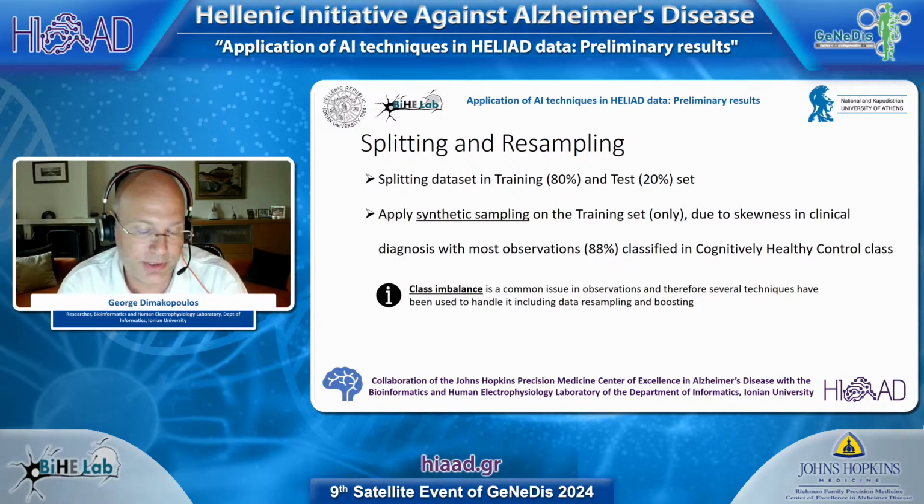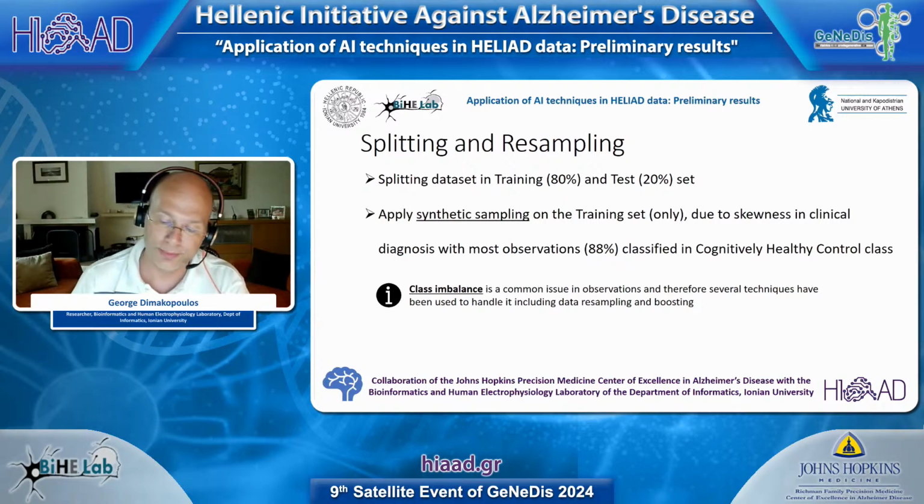So in classification models, another very critical and very common issue in data structure is the so-called class imbalance, where observations are not equally balanced between classes. In the HELIAD dataset, for instance, 88% of samples were classified as control.